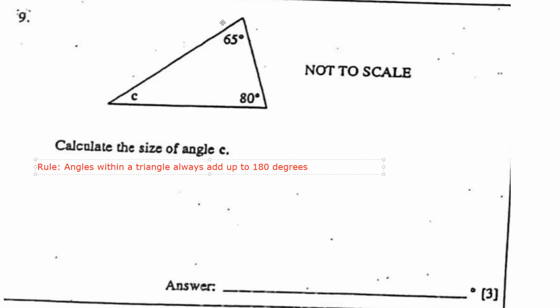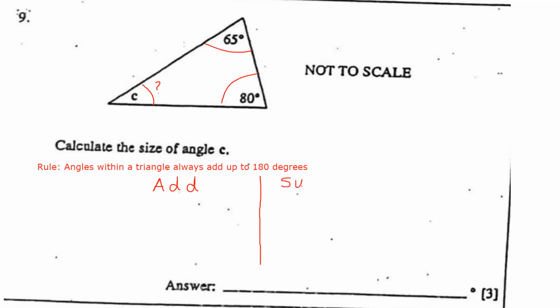And so that means that if we look at this question, we have 65 already, right? We have 80 already, and then we have C. So C is the only one that's missing. But we already know that when we add up all these, they're supposed to give us 180. So we have to figure out what must this C be such that when I add 65, 80, and C, I get 180 degrees. So we can break this down into 2 steps. The first thing we're going to do is add, all right? That's the first step. And the second thing we're going to do is subtract. All right, so I like to break it down into 2 steps, adding, then subtracting.